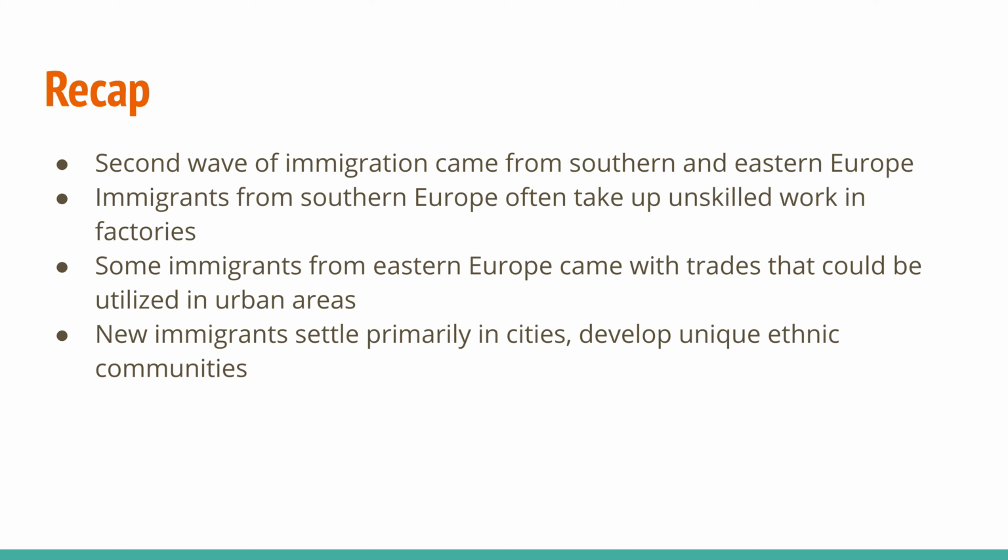All right, and that was it. Here's our recap. We have a second wave of immigration. They come from Southern and Eastern Europe. Immigrants from Southern and Eastern Europe often take up unskilled work in factories. Some immigrants from Eastern Europe had come with trades that could have been utilized in urban areas. And finally, new immigrants settle primarily in cities. They develop unique ethnic communities.